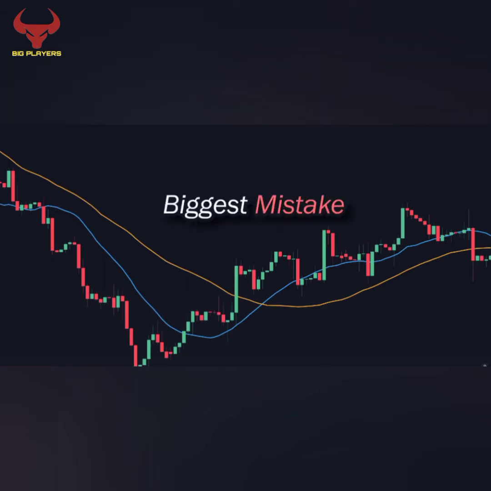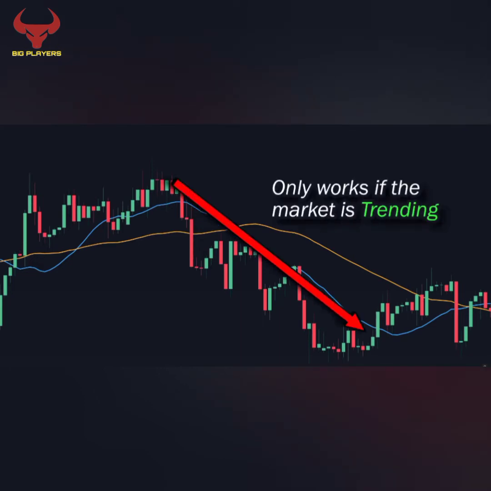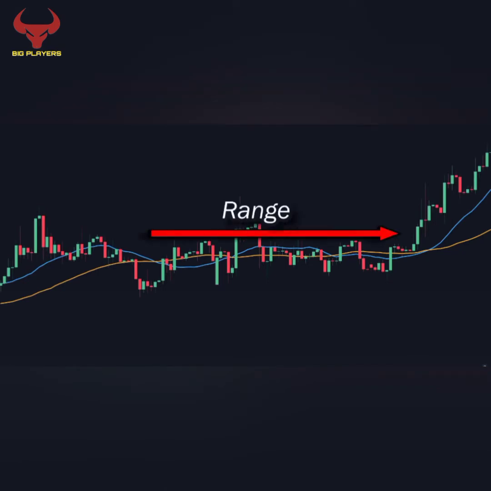The biggest mistake that everyone makes when trading this strategy is every time the moving average crosses over, they immediately take a position. When the faster moving average crosses above the slower moving average, they immediately take a buy position. And when the faster moving average crosses below the slower moving average, they immediately take a sell position. This is actually the worst way of trading the moving average crossover, because using the strategy this way only works if the market is trending. If the market is on a range like this, you will receive so many false signals and this will wipe out your account very quickly.